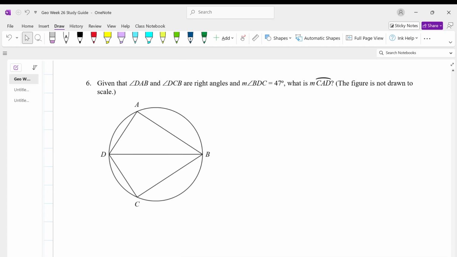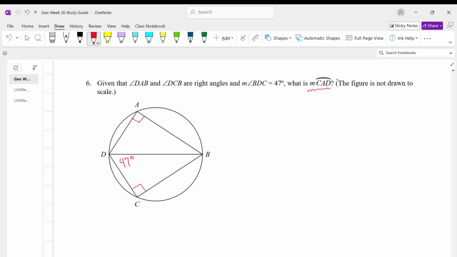All right, problem number 6. Given that angle DAB and DCB are right angles. So DAB is a right angle. DCB is a right angle. And the measure of angle BDC is 47. So BDC is 47 degrees. What is the measure of arc CAD?